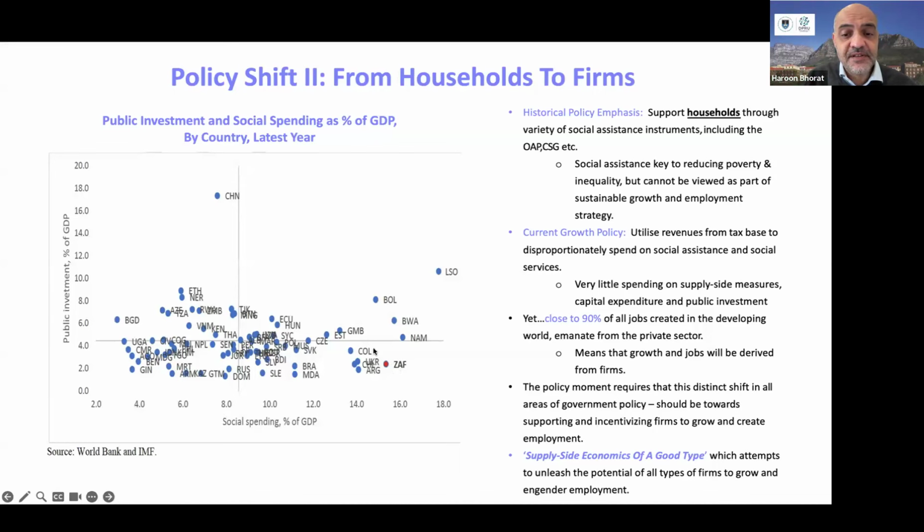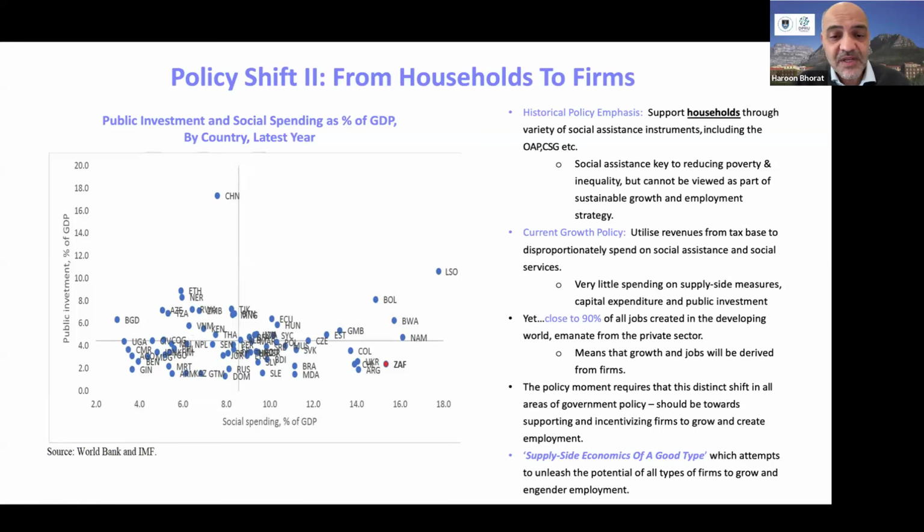Interestingly, with other Southern African countries, Namibia, Botswana, and then Bolivia, right? Compared to, and here's Vietnam, my favorite one, right? So Vietnam, right? Still spending far less though, even though they spend 6% of the fiscus on capital expenditure. That's three times more than us, right? And a 10 percentage point difference lower on social spending.